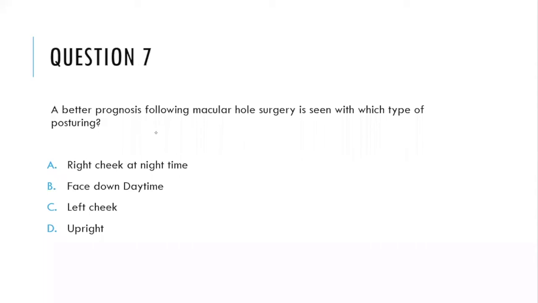Is there a better prognosis with which type of posturing for post-operative patients that have had vitrectomy surgery? So what is their evidence for being better?